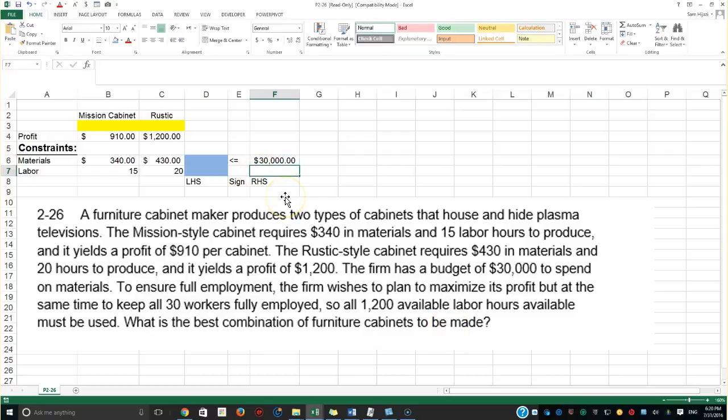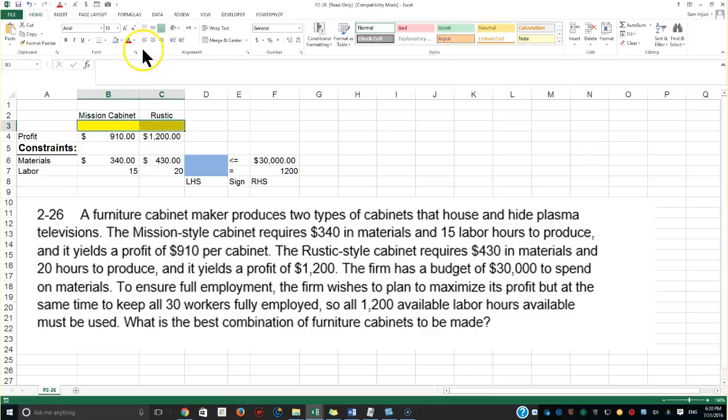Very clearly, these are 1,200 available labor hours, which must be equal to the number of hours spent. It must equal the 15 hours spent on one Mission cabinet and 20 hours spent on the Rustic. The combination of the hours in order to manufacture a certain number of Mission cabinets and a certain number of Rustic.